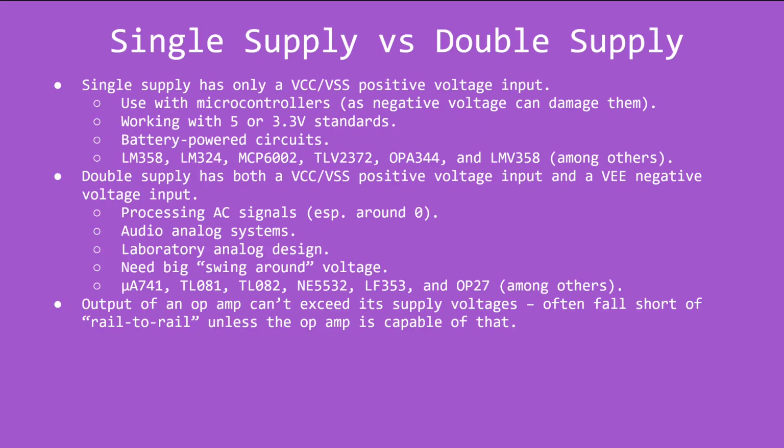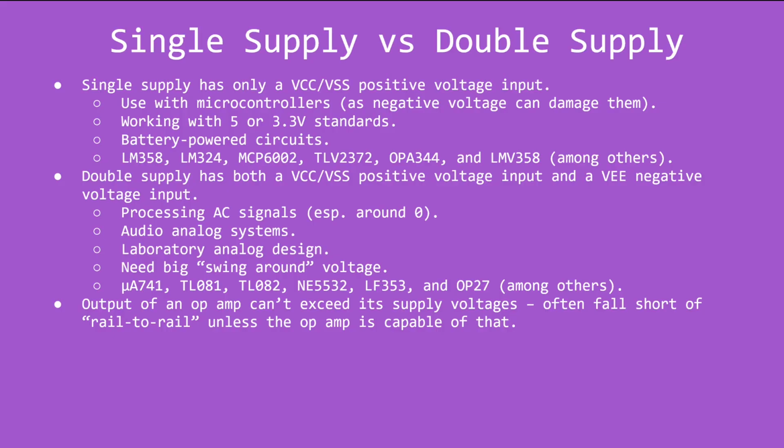Now, I discussed single supply versus double supply. Well, let's talk about that. Single supply means there's just VCC or VSS, positive voltage input. This works well for microcontrollers as negative voltage can damage them. Also, when you're working with 5 or 3.3 volt standards, as well as battery powered circuits, and there's a couple of models I want to mention: the LM358 and the 324 are probably the most common you'll run into.